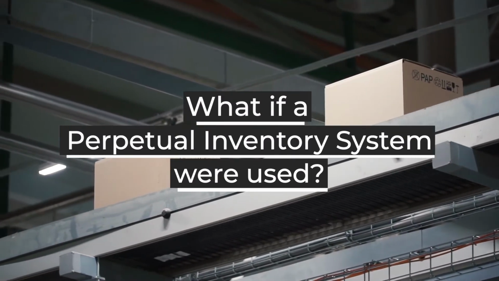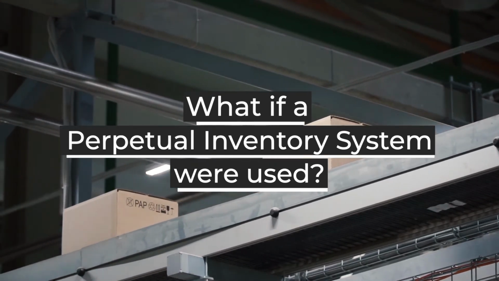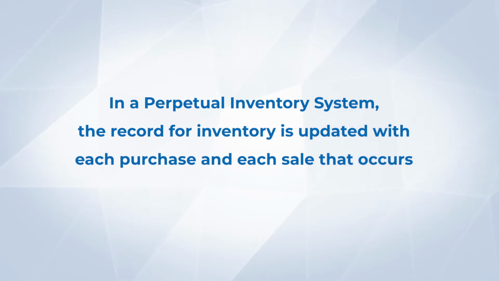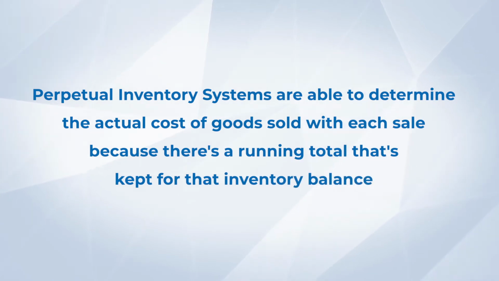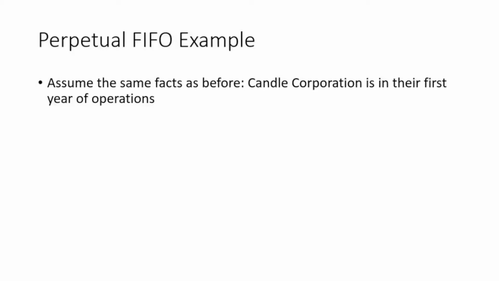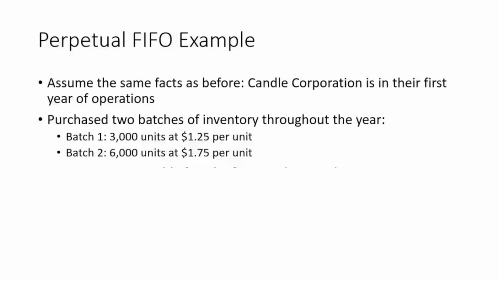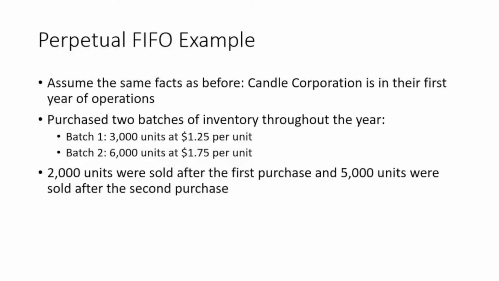So what if a perpetual inventory system were used? In a perpetual inventory system, the record for inventory is updated with each purchase and each sale that occurs. So because of this, you're able to determine the actual cost of goods sold with each sale because there's a running total that's kept for that inventory balance. So we're going to go ahead and assume the same facts as before. Candle Corporation is in their first year of operations, they've purchased 2 batches of inventory throughout the year. 2,000 units were sold after the first purchase, and then 5,000 units were sold after the second purchase. So we'll go ahead and determine cost of goods sold and ending inventory using perpetual FIFO now.